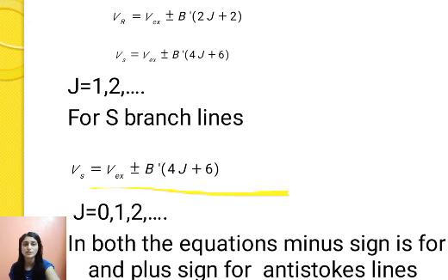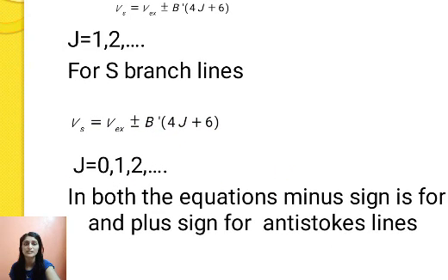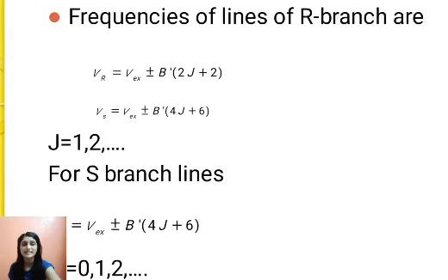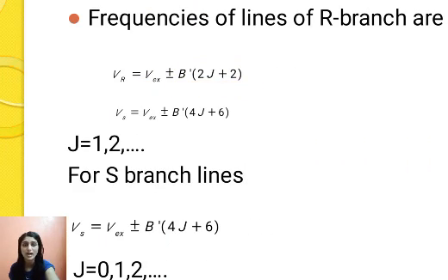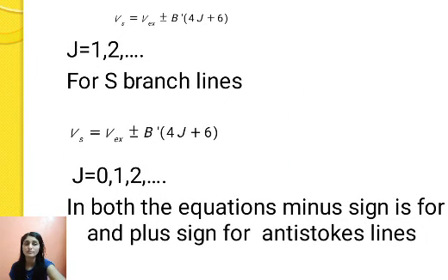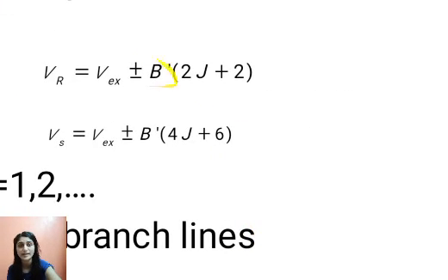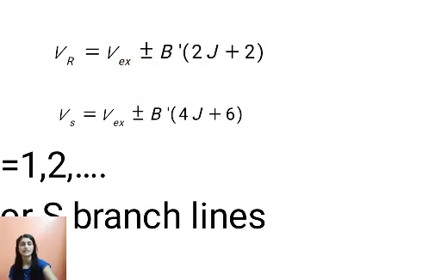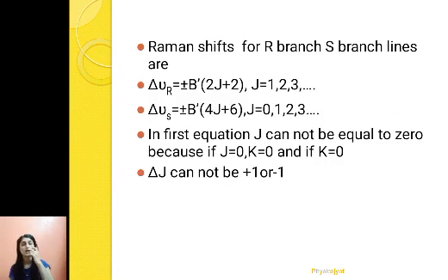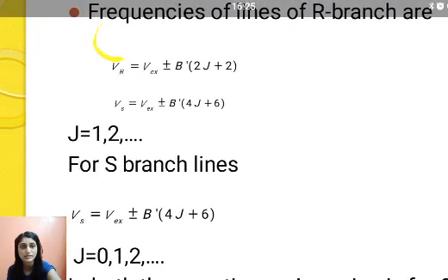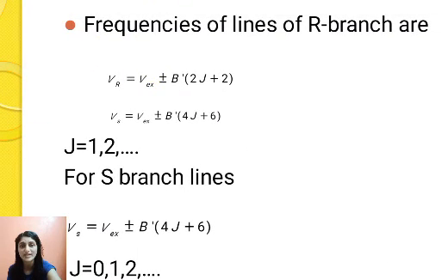And for S branch lines, you will get nu S equals nu excitation plus minus B dash 4J plus 6. For R branch lines, J varies from 1, 2 and so on. And for S branch lines, J varies from 0, 1, 2 and so on. Now in both the equations we have plus minus. This plus minus represents Stokes line and anti-Stokes line. So let us see, if you calculate Raman shift, what is Raman shift? Raman shift is given by the frequency of incident radiation minus the frequency of scattered radiation. So here, the incident frequency is nu excitation, so nu excitation minus nu R.